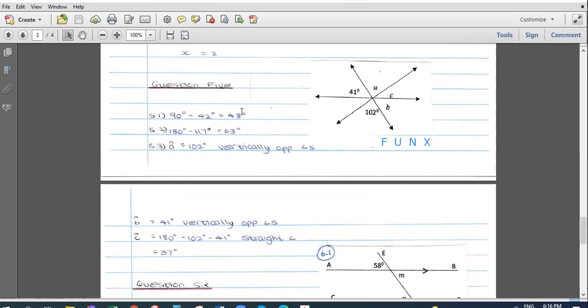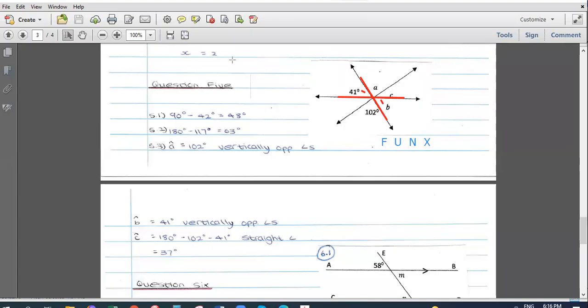So we're looking at this, we had your X, which is vertically opposite, this one. Then if you're looking at solving for B, there's B here. B also has an X. So we look at the X. This is 41, and this is your angle B. They're vertically opposite, so they're also equal angles. B is equal to 41, vertically opposite.